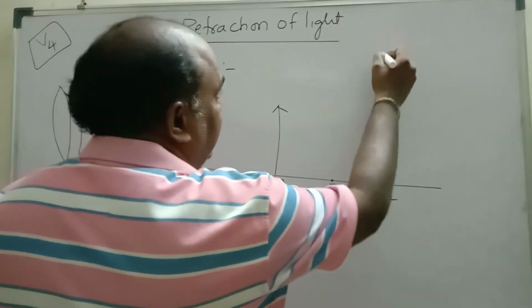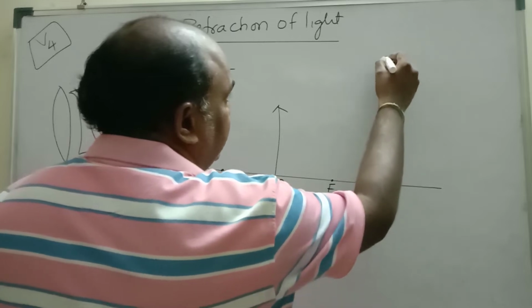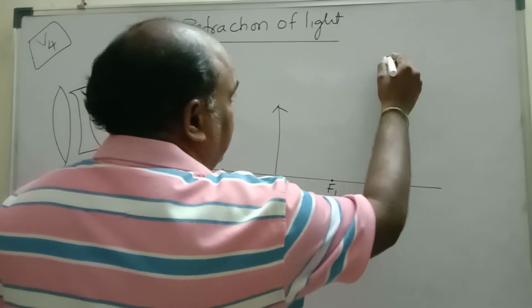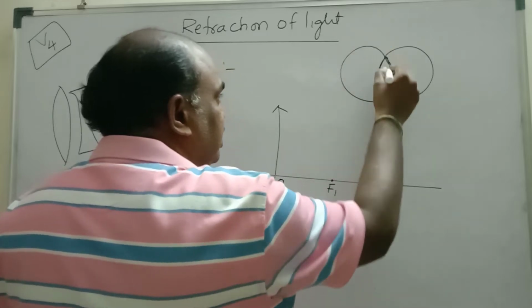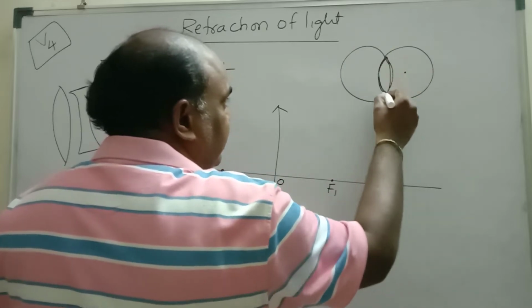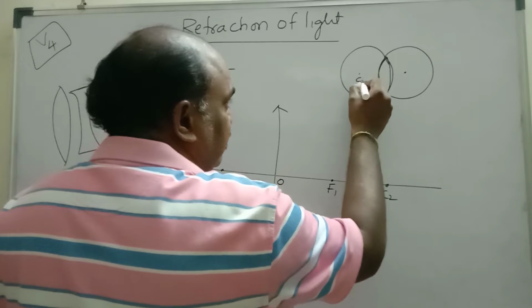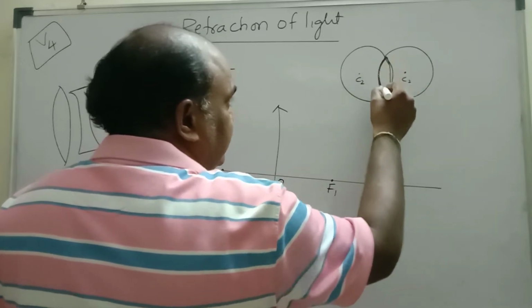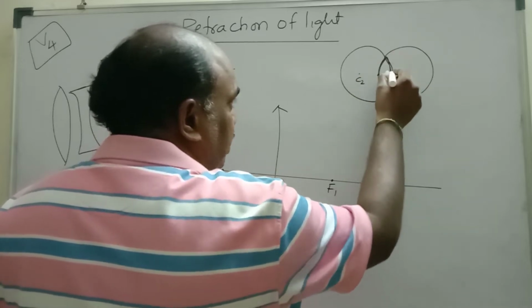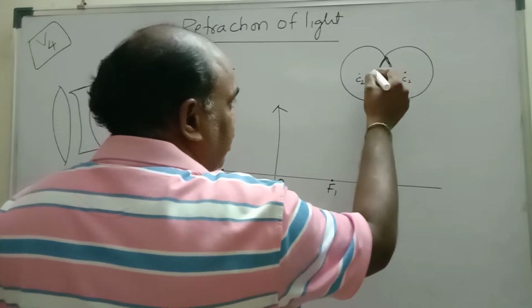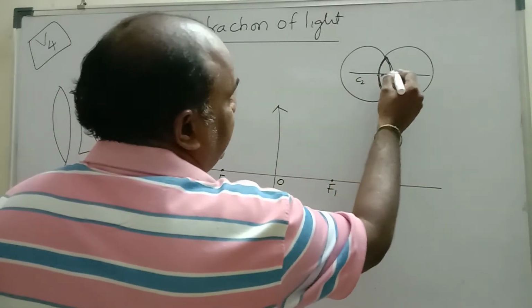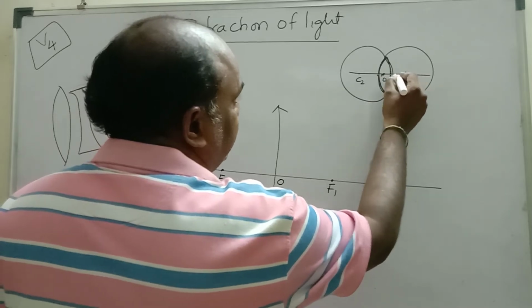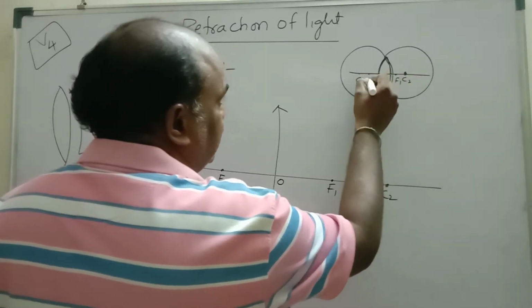Simply, this is a convex lens. This curved surface is extracted from this sphere, and this curved surface is extracted from this sphere. This is the center for this curved surface, and this is the center for this curved surface. This is called the geometrical midpoint, the optic center. This is the principal axis. In between the optic center and the center of curvature, this is focus 1, this is focus 2.